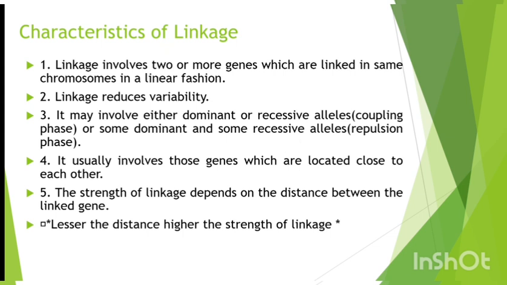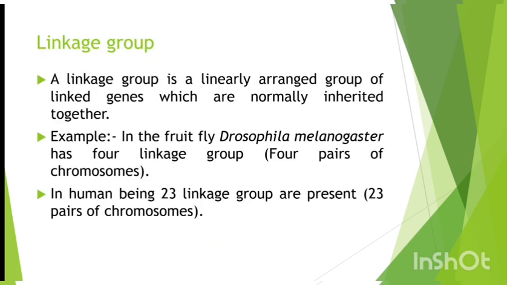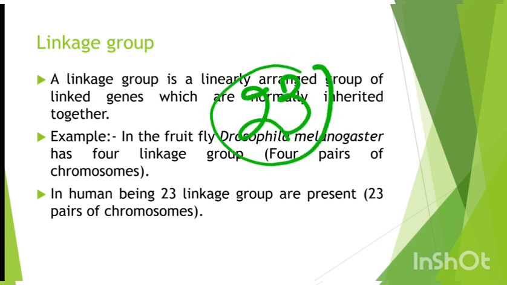Next, linkage group. What is a linkage group? A linkage group is a linearly arranged group of linked genes. For example, the fruit fly Drosophila melanogaster has 4 linkage groups because it has 4 pairs of chromosomes. Human beings have 23 linkage groups because they have 23 pairs of chromosomes.